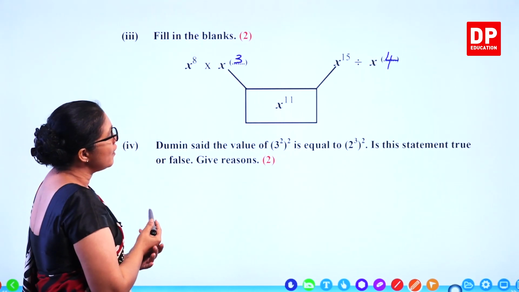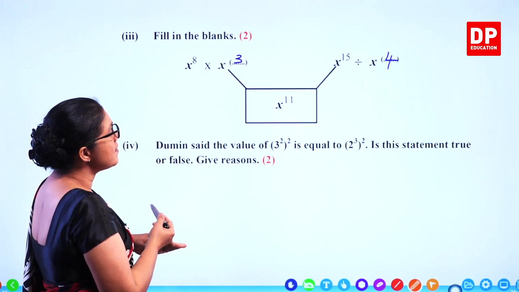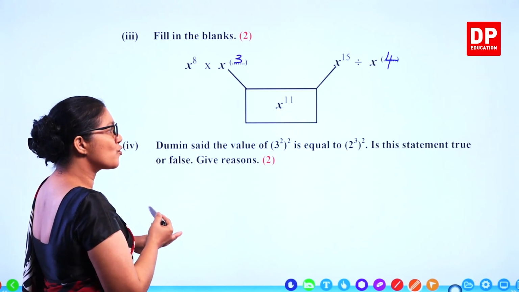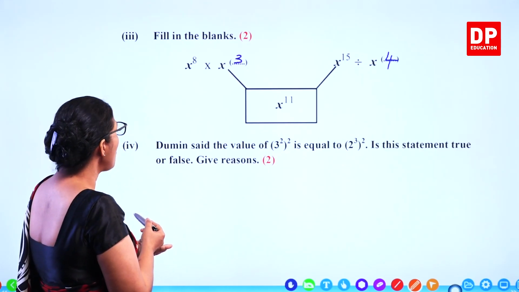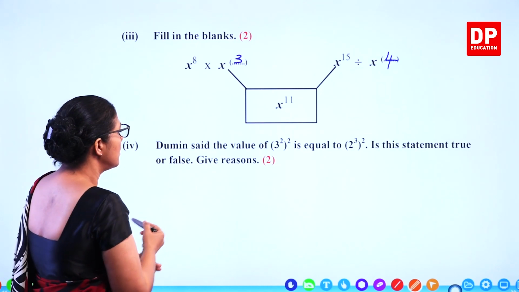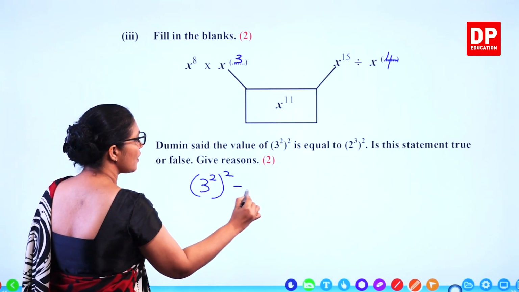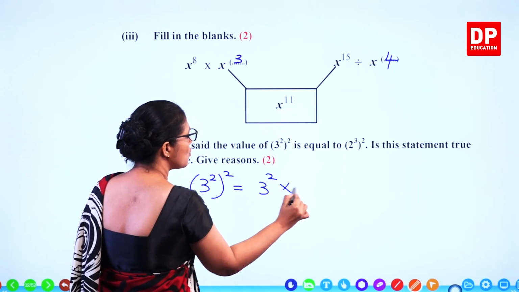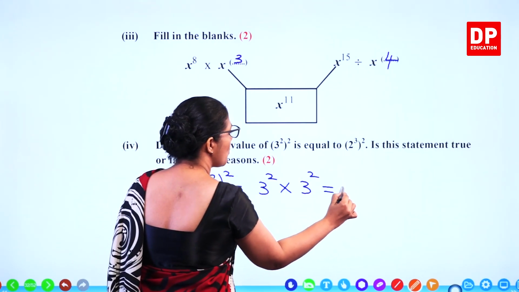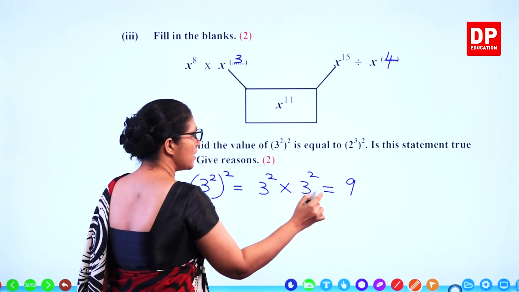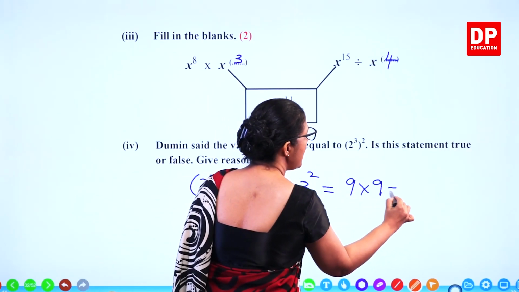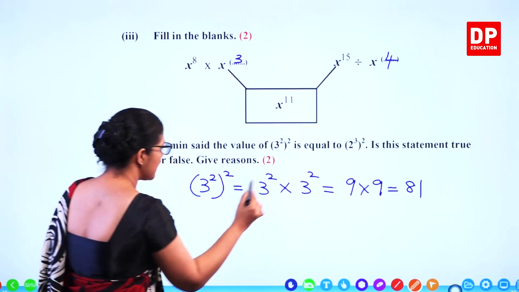Domin said the value of 3 squared, whole thing squared, is equal to 2 to the power 3, whole thing squared. Is this statement true or false? Give reasons. So we'll do 3 squared squared. That means 3 squared twice. 3 squared is 9. 3 times 3. 9 times 9, 81.